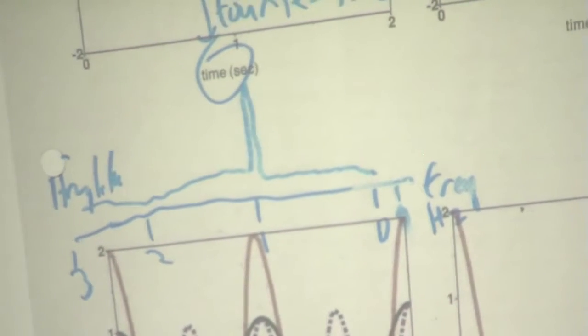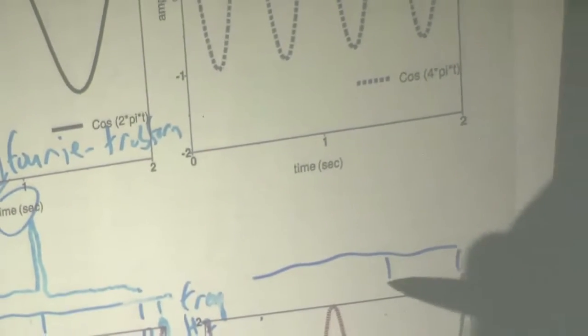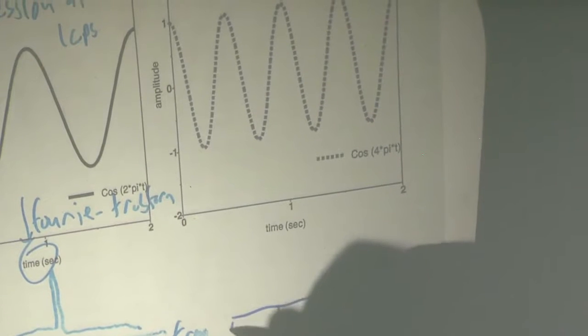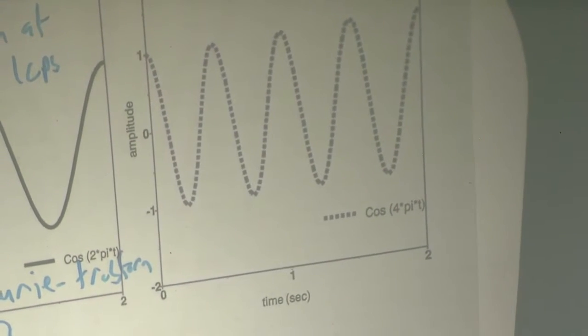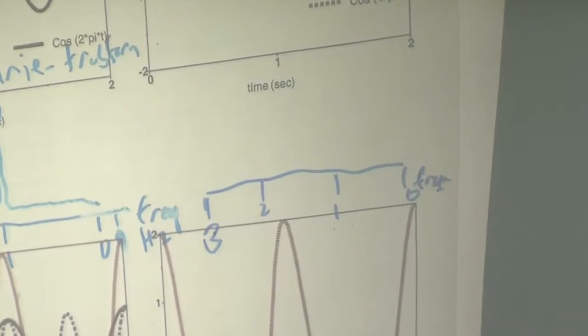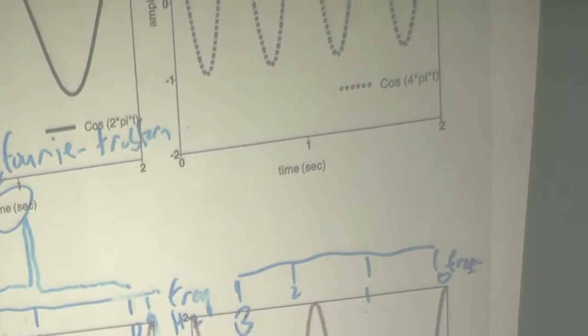So if I take this second graph here, and we Fourier transform that, what's the Fourier transform of that second graph? A peak at 2 hertz.